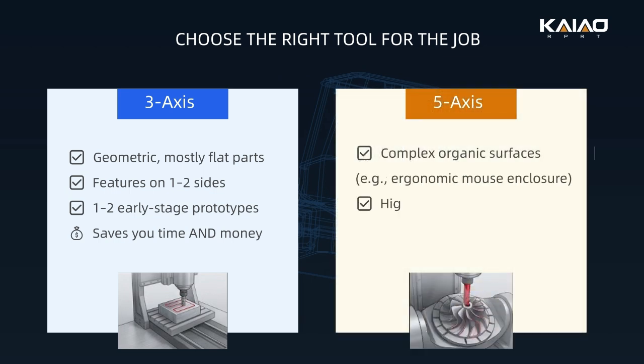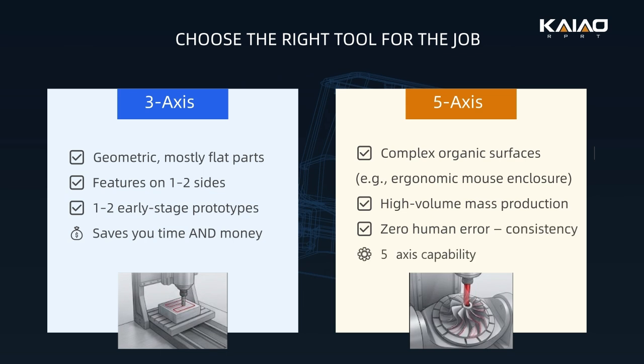Upgrade to 5-axis if you are designing complex, organic surfaces like an ergonomic mouse enclosure, or if you are moving into high-volume mass production where consistency and zero human error are paramount. Choose the right tool for the job and protect your design and your budget.